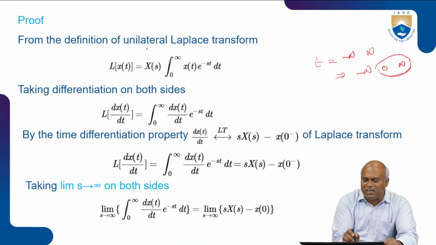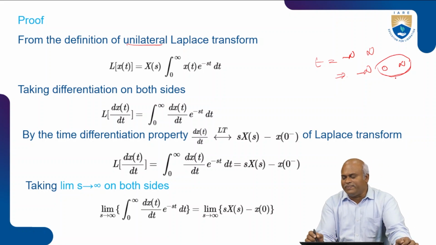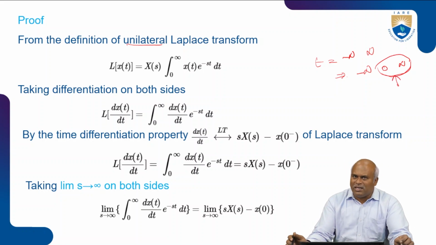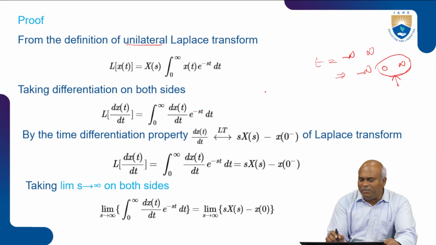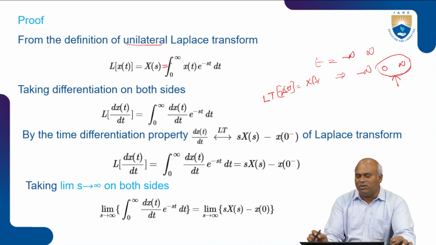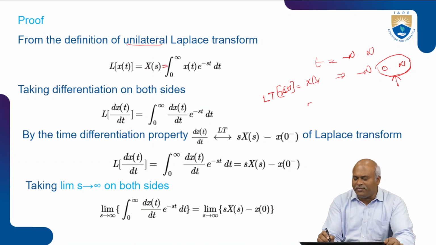Okay, unilateral means the signal starts from 0 to infinity. That is the signal we use for the Laplace transform. The Laplace transform of a unilateral signal x of t, I write as X of s. So this is X of s, and that value is equal to the integration from 0 to infinity.